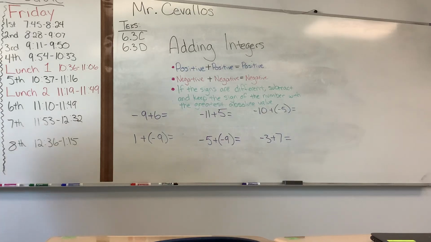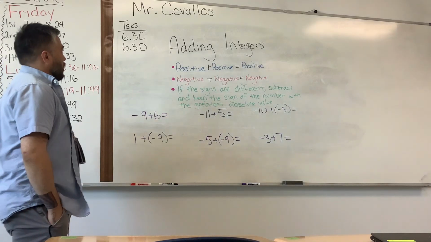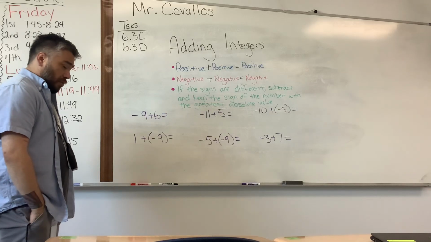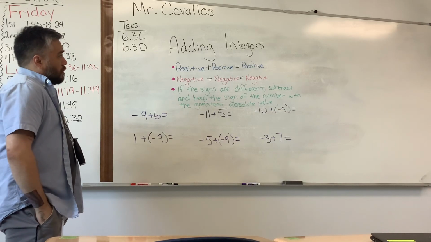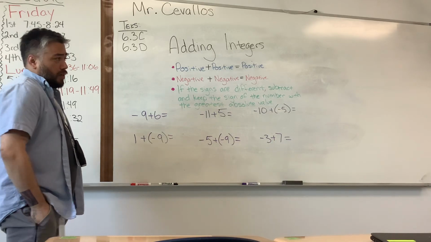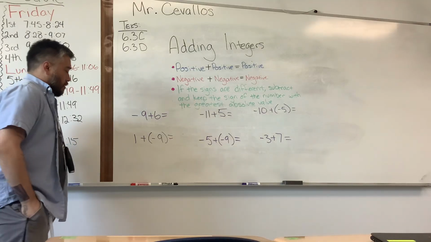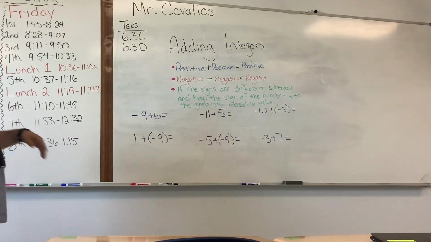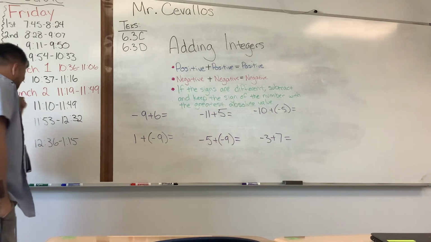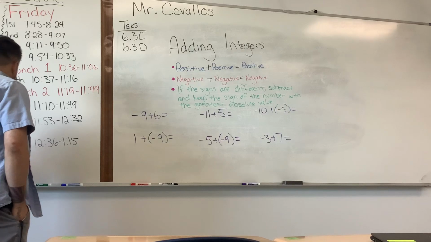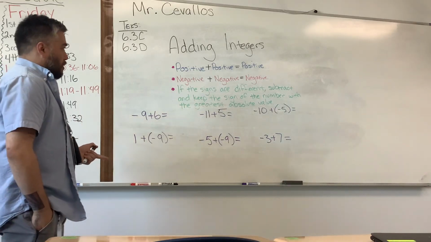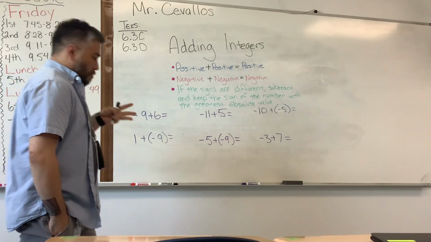Okay, y'all. Today we are going to be talking about TEACS 6.3c and TEACS 6.3d, in particular adding integers. An integer is a whole number and its opposite. That's why we have positive and opposite negative values. What we have to know about adding integers are three major things.